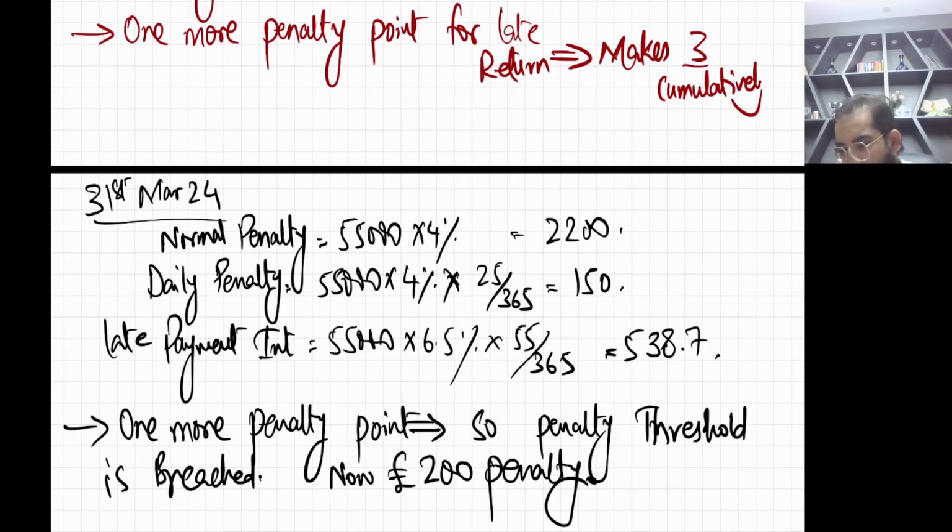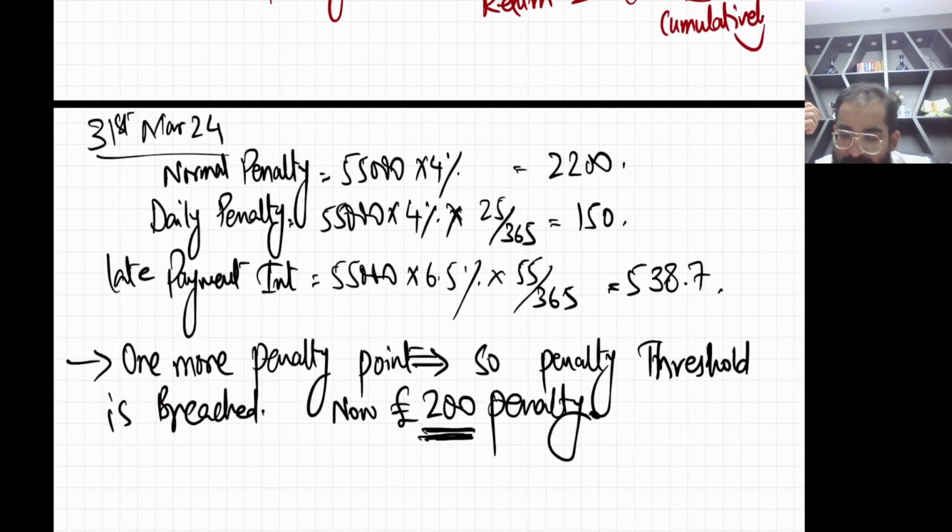Now this is the fourth quarter in which you submitted your VAT return late. So now you got the fourth penalty point, and once you get the fourth penalty point, you hit the threshold and you have to pay 200 pounds for the return penalty now. I hope you did it correctly. Now please check the solution.